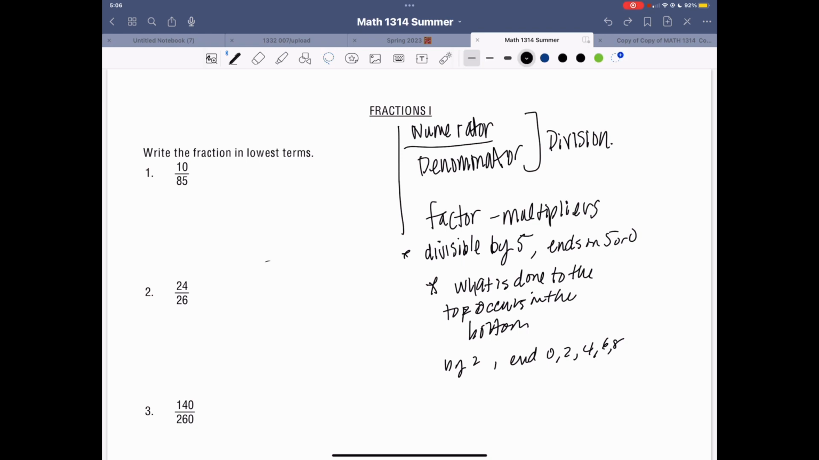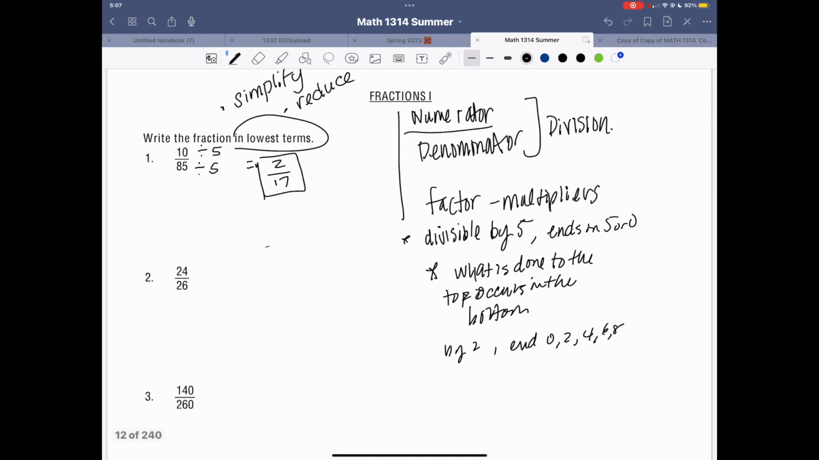When they say lowest terms, they mean simplify, right? Or, if you're a more mature student, they mean the word reduce. So this ends in a 0 and a 5, so yes, it's divisible by 5. Divide the numerator by 5, divide the denominator by 5, and I get 2 over 17. That's my answer in lowest terms.